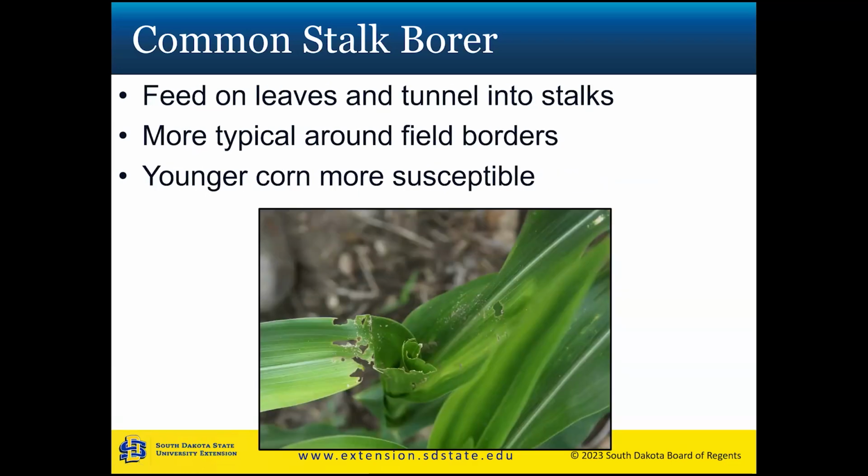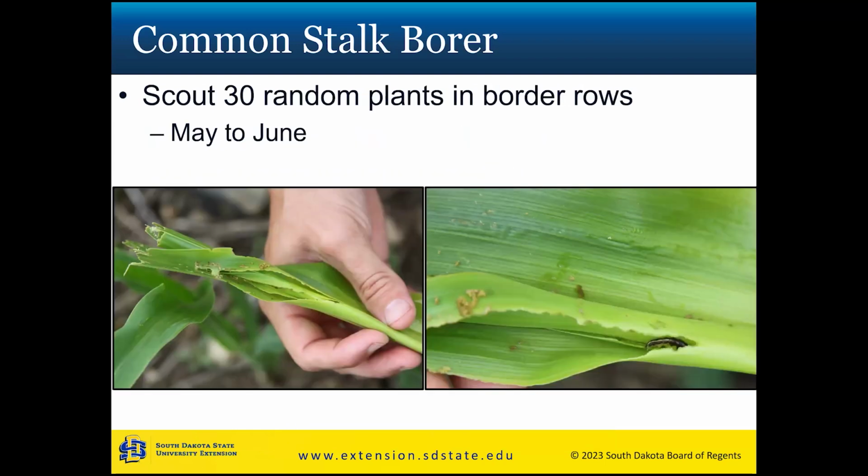Common stalk borers are going to feed on the leaves and leave a ragged appearance like you see there. They'll leave what we sometimes refer to as sawdust. This is their excrement as they move into the plant. Eventually they'll make it into the whorl where they'll feed. As I mentioned, they're most common around the edges of the field. Younger corn is going to be more susceptible, which corresponds to when they are moving into the field.